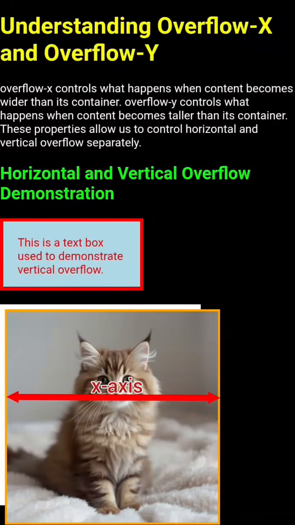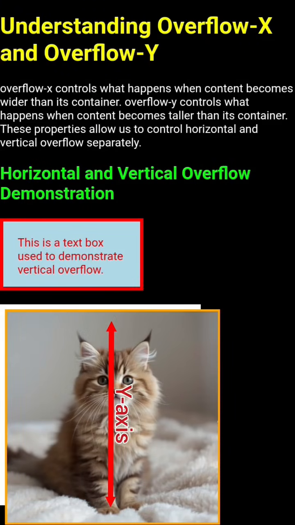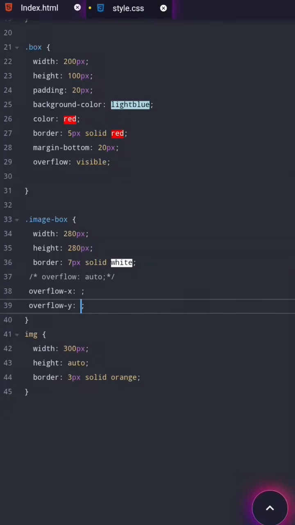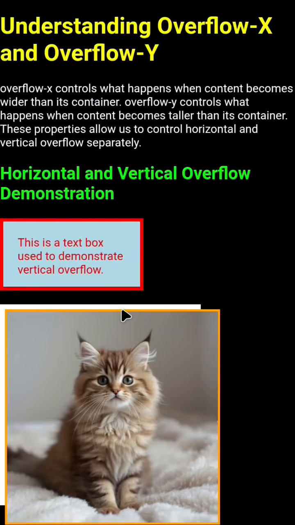The x-axis represents horizontal movement. That means left and right. So Overflow-X controls what happens when content overflows horizontally. In other words, when content becomes wider than the available space. Now, the y-axis represents vertical movement. That means up and down. So Overflow-Y controls what happens when content overflows vertically. In other words, when content becomes taller than the available space.